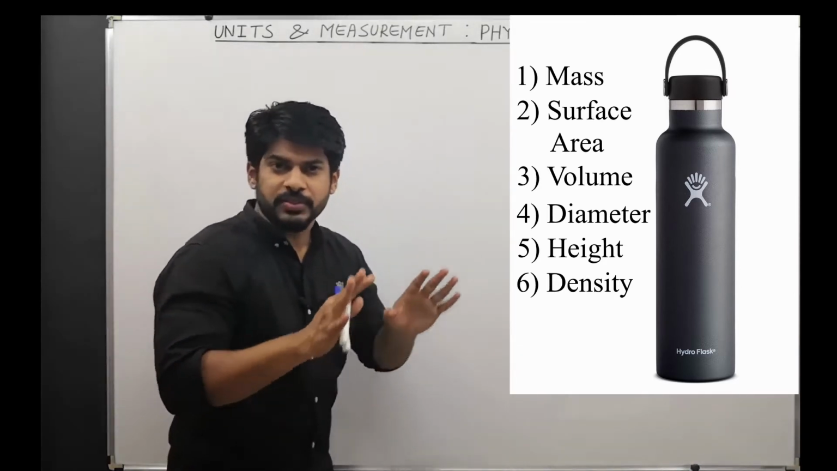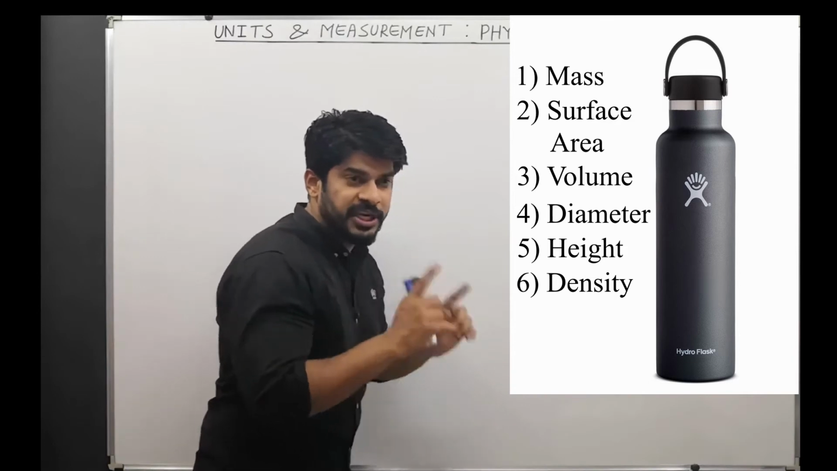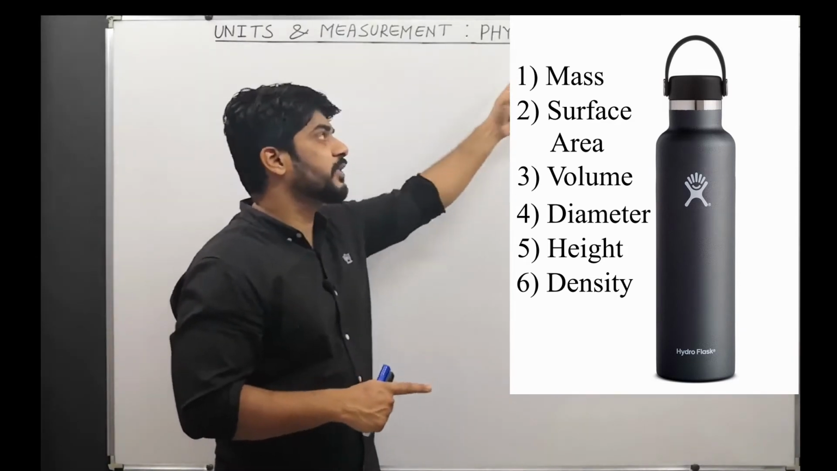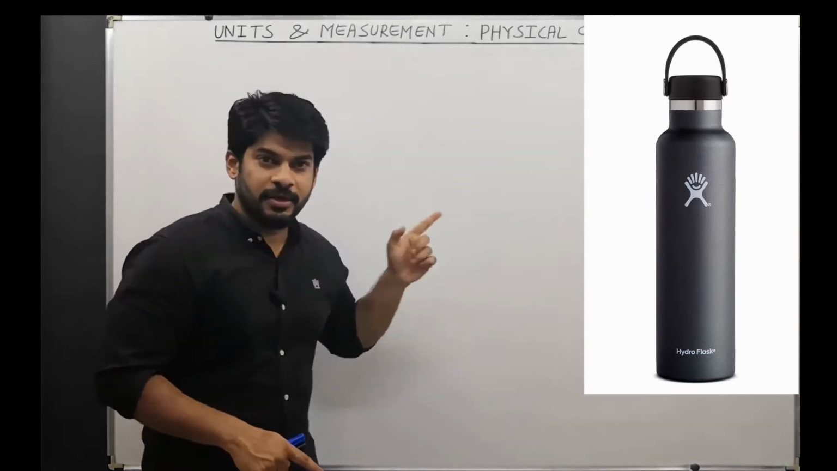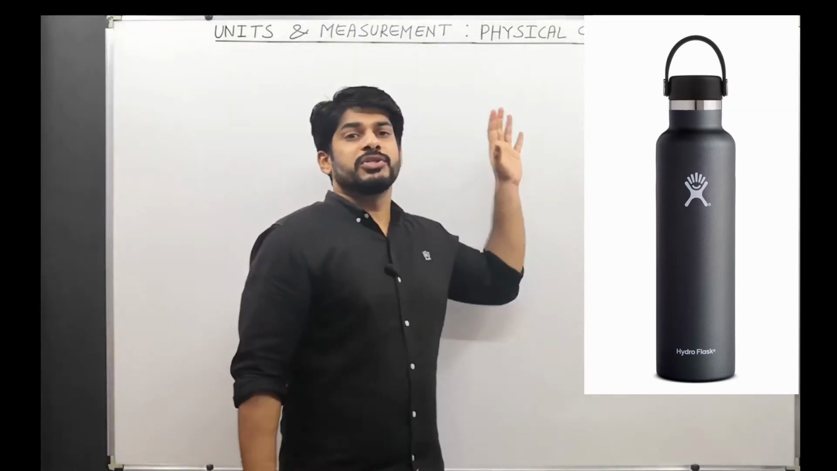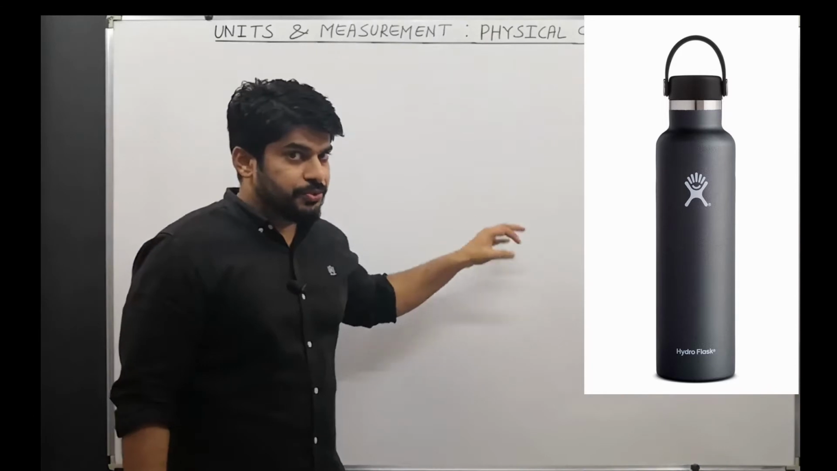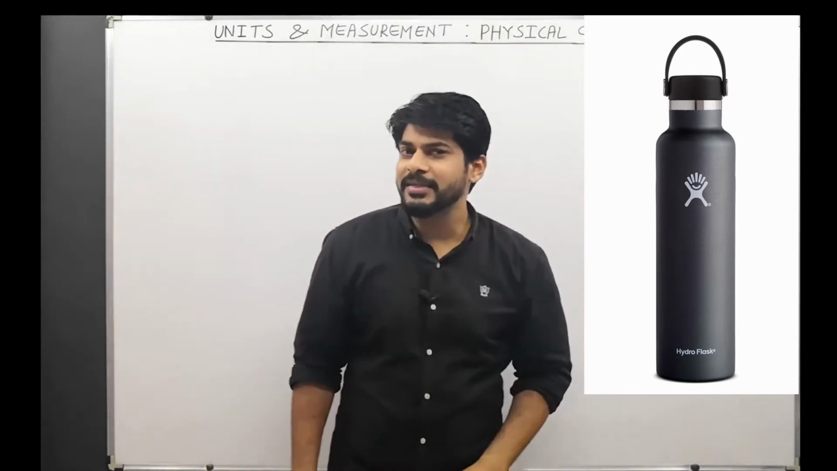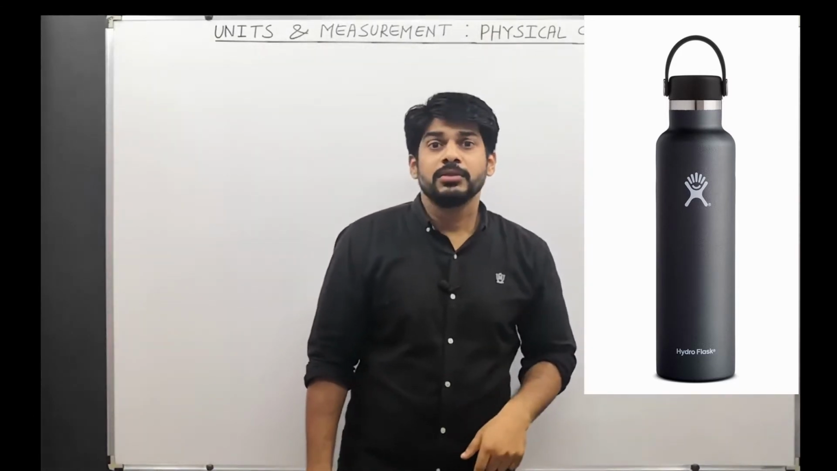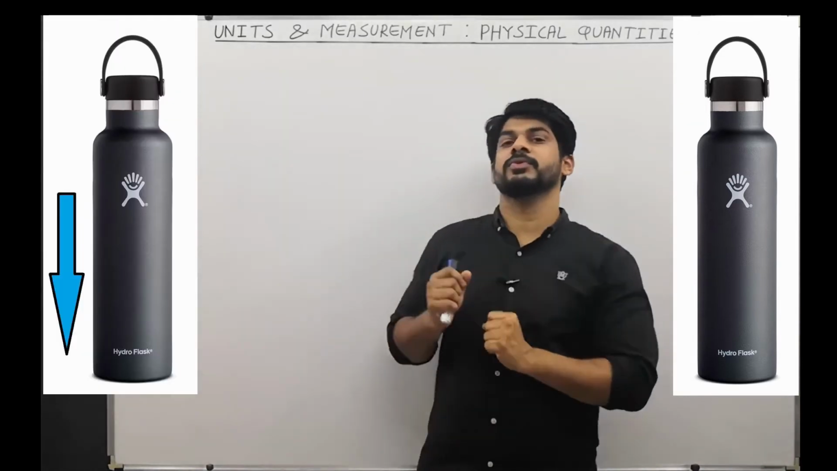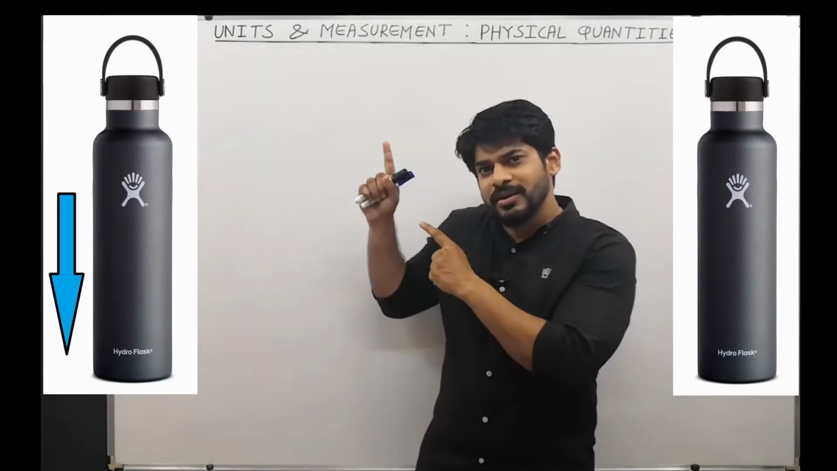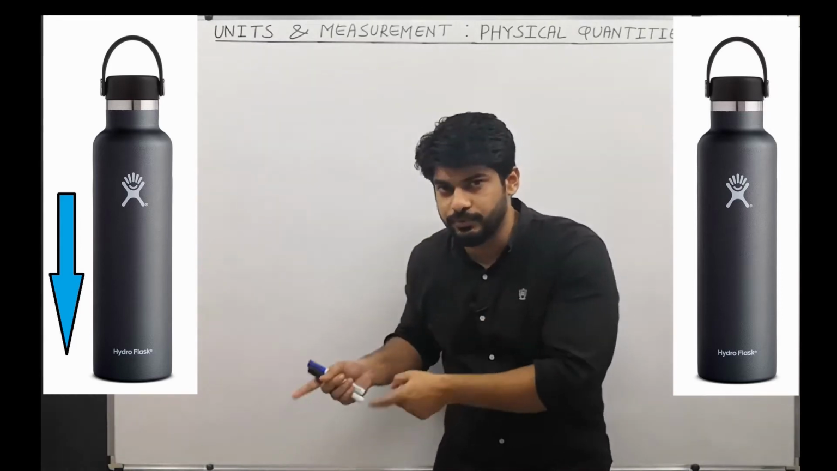I think so far it is clear. I have not yet defined what physical quantities are, but don't worry, I will. Now let's complete this example first. This object was stationary over here. Now let's imagine that this object is falling down.